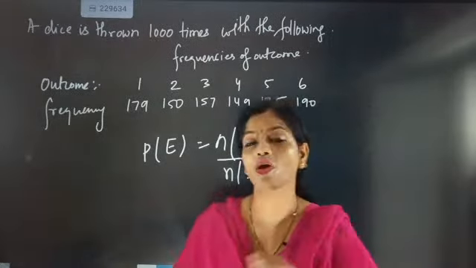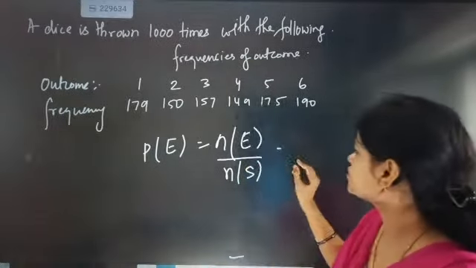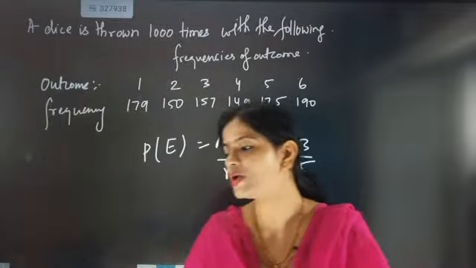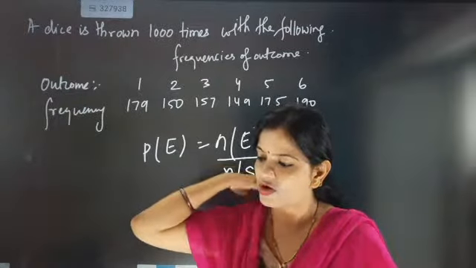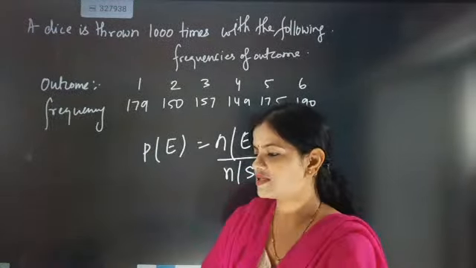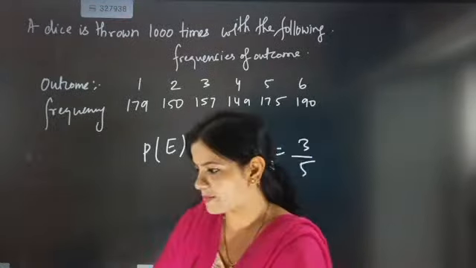So event of not eating. So 3 chocolates you have left, and total chocolates are 5. The total number of outcomes is called the sample space. Total number of outcomes is called the sample space. I hope you might have understood.